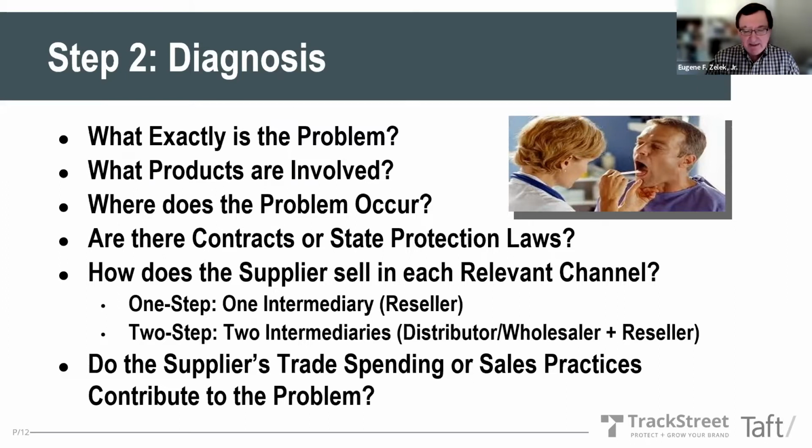And a big one that a lot of people have trouble looking in the mirror over is, do the supplier's trade spending or sales practices contribute to the problem? So in other words, are we the enemy? Because we encourage things by having big price fluctuations. We encourage buyouts, then we encourage people to dump product on the market at low prices or whatever. Do we need to adjust that kind of behavior so we're not encouraging that which we're trying to stop?